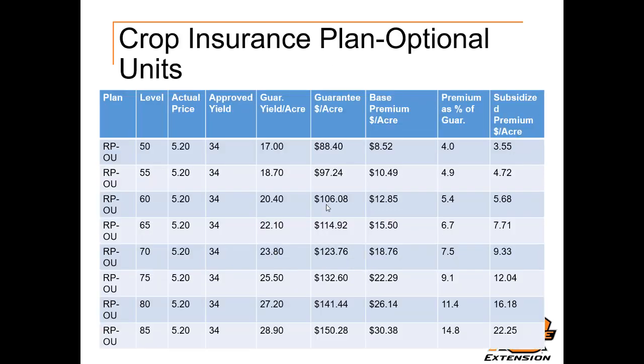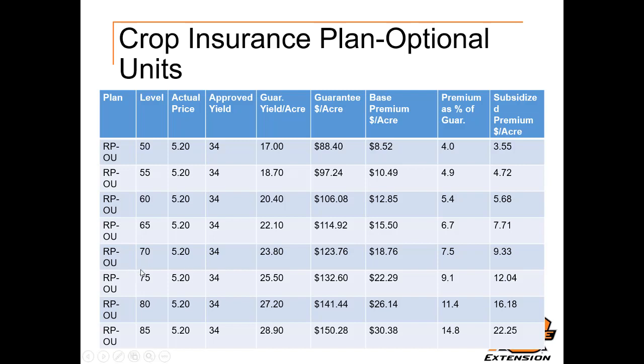So I'm going to run through a couple slides now that just talk about prices, some example approved yields and guarantees and prices, just to show how the cost of that product changes when you go between revenue protection optional units and revenue protection enterprise units.